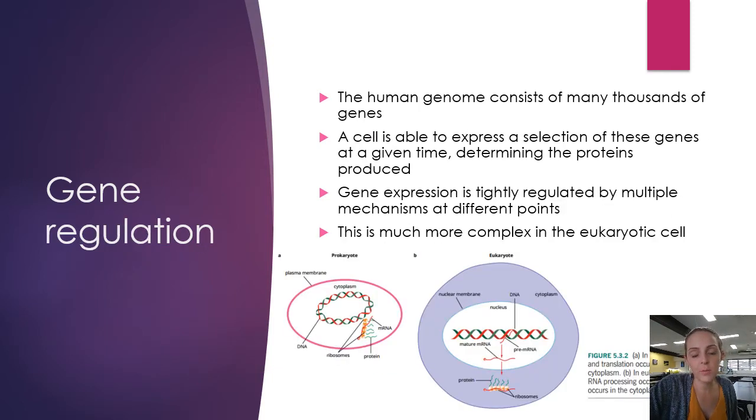We've talked about the human genome and how we have a huge amount of DNA that controls all of our genes and traits. The cell can express a selection of those genes at a given time, and that's going to determine the proteins that our cells are producing. But it doesn't do that for every gene all transcribing and translating at the same time. So gene expression is really tightly regulated, and there are multiple mechanisms that allow that to happen. Comparing prokaryotic and eukaryotic cells, the process is much more complex in eukaryotic cells, purely due to the complex nature and how much DNA we have. Prokaryotes, remember, have DNA that just floats around inside the cell in circular plasmid DNA, which is much simpler.